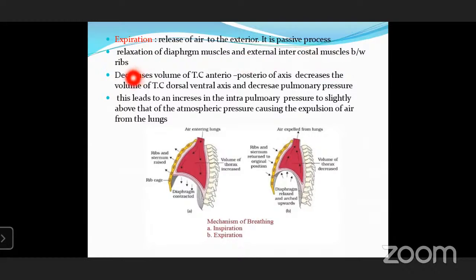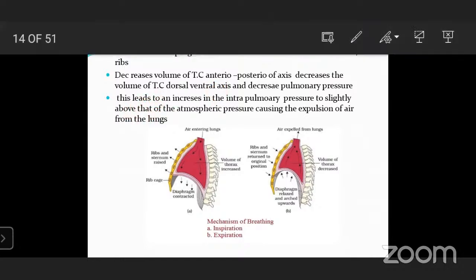Right? The volume of the thorax decreases anteriorly, posteriorly, ventrally and dorsally. Then what happened? Automatically the pulmonary volume decreases. So due to this reason, the intrapulmonary pressure increases to slightly above the atmospheric pressure, causing the expulsion of air from the lungs.